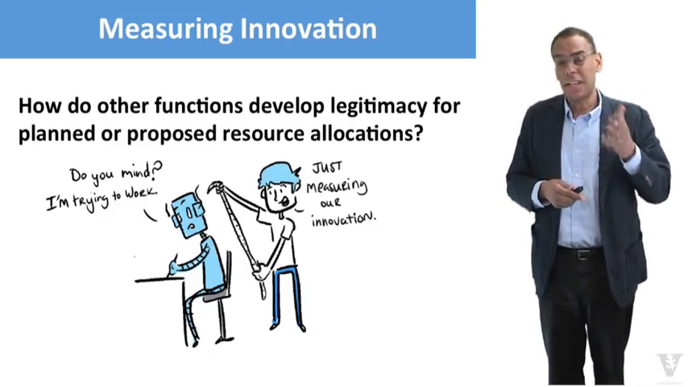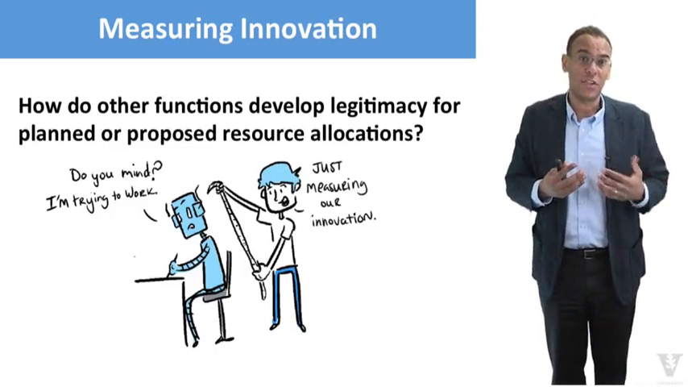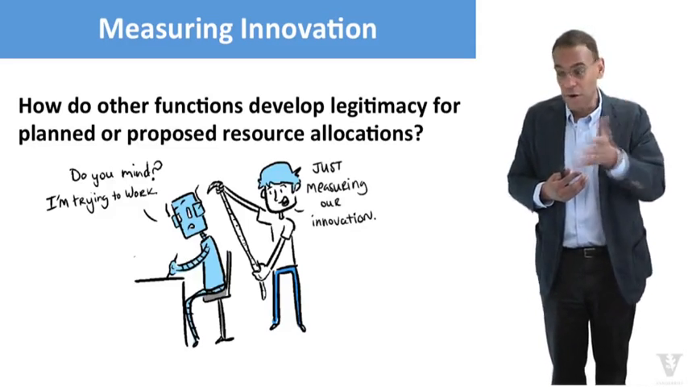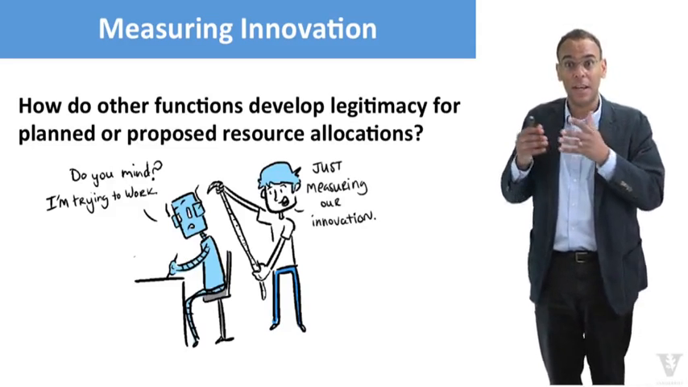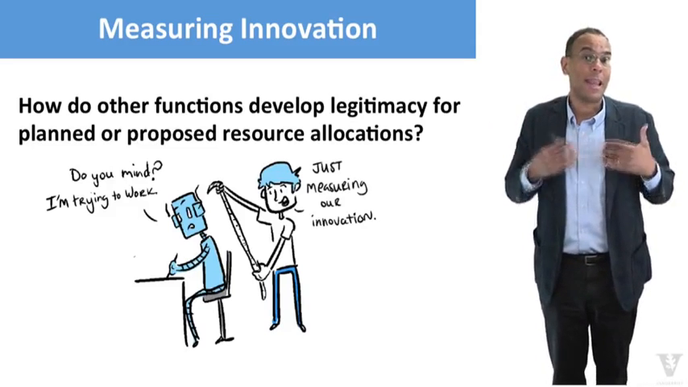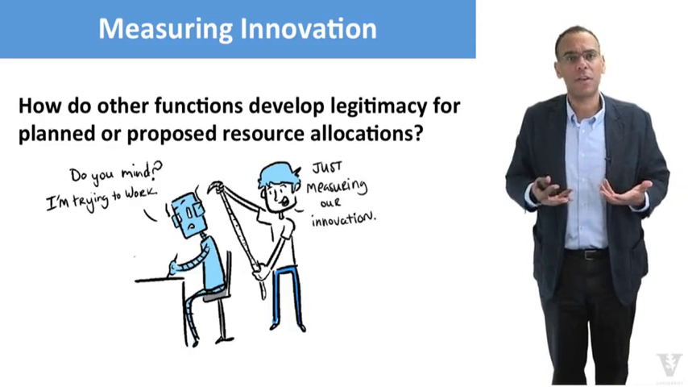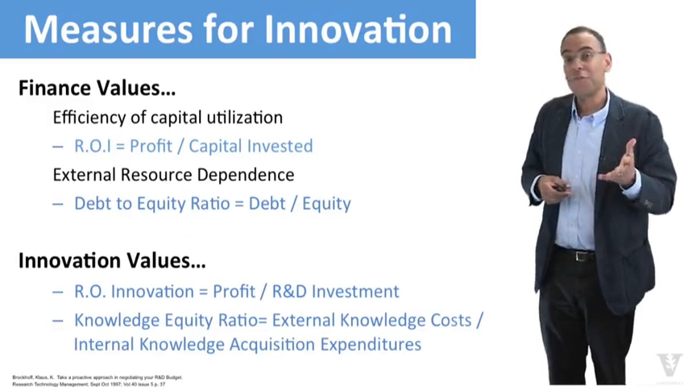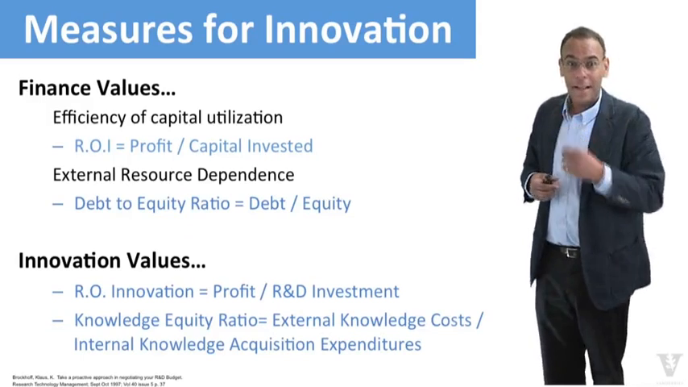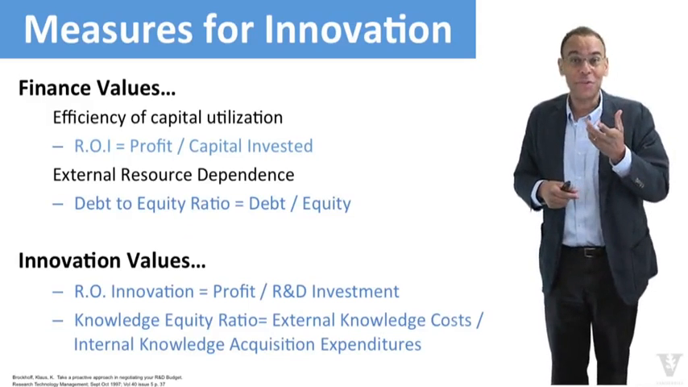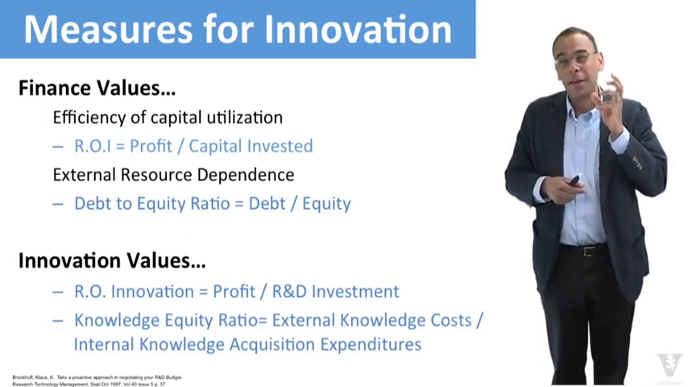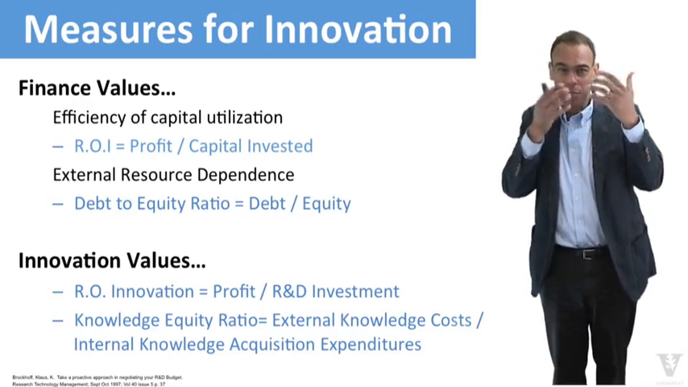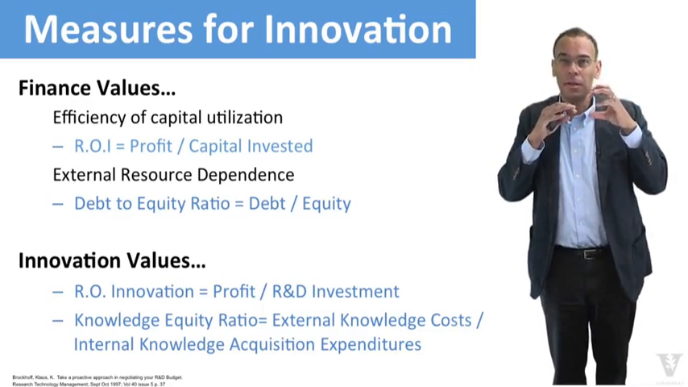And so how do we do that? Well, one thing to say is, let's look at how other functions in organizations develop legitimacy for their resource allocations. There are other parts of the organization, say in marketing or finance, where they get resource allocations. What kind of language do they use, and how might we use that language? There's an interesting paper by Klaus Brockhoff, where he took these values in other disciplines and applied them to innovation.